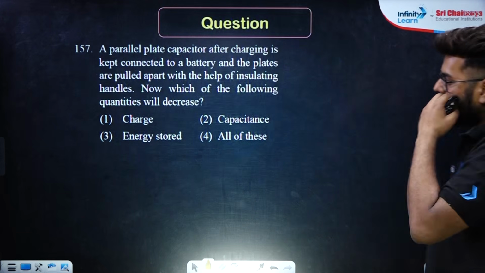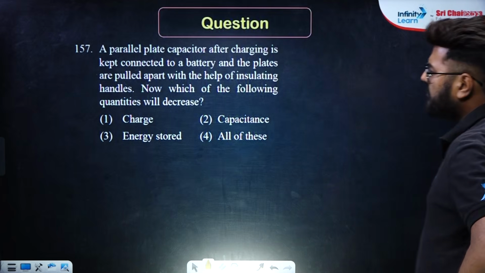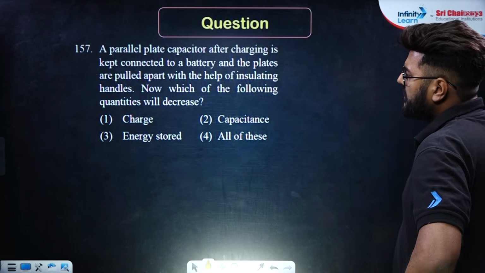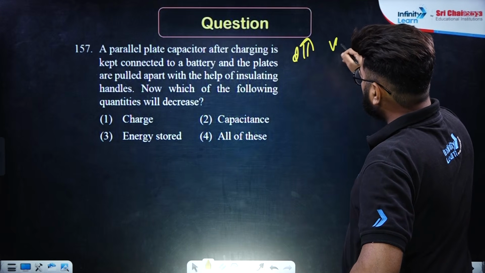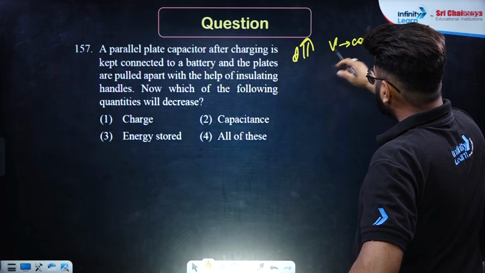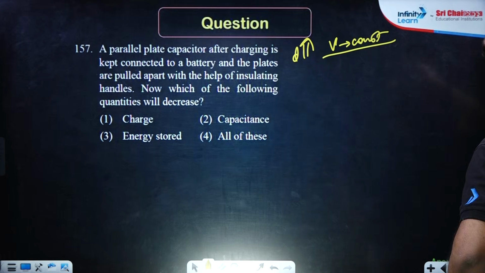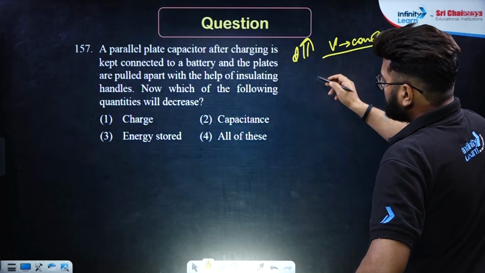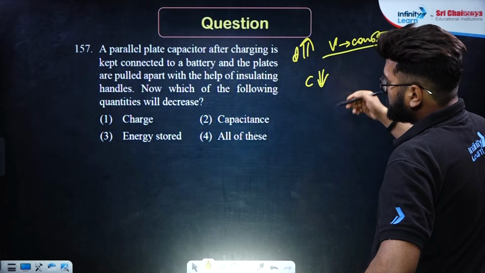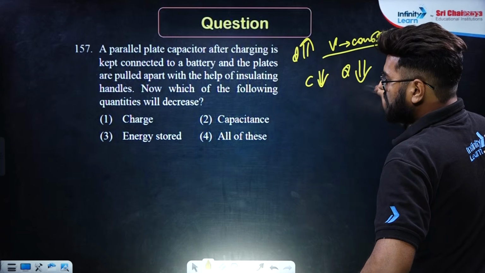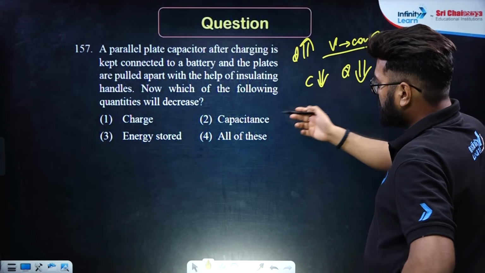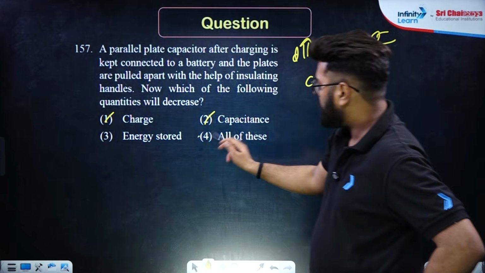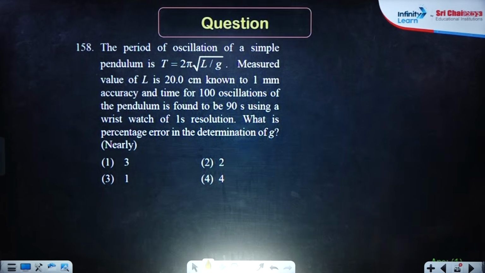Next, parallel plate capacitor, after charging it's kept connected to a battery and the plates are pulled apart. Okay, D I am increasing and V will be constant. Why? Because battery is still connected. So capacitance is A epsilon naught by D. That means capacitance will reduce. Q equals to CV. Charge will also reduce. Correct? Now which of the following quantities will reduce? Capacitance, charge. Now two options are obviously I can find, so all of the above is the right answer. No need to check the third one.